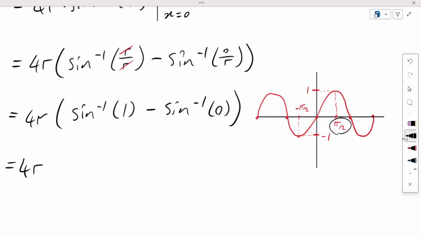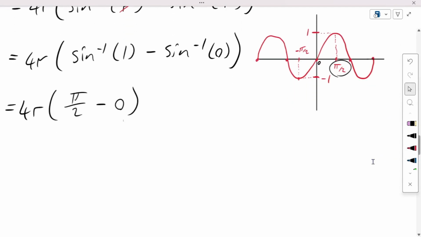So what we are saying is that arc sine of 1 is equal to pi over 2. So this is going to be 4r multiplied by arc sine of 1, which is pi over 2, minus arc sine of 0. Well, we know 0 is right here by the origin, and arc sine of 0 is equal to 0. Therefore, we're left with 4r multiplied by pi over 2. The 0 we don't have to focus on, and then these can cancel such that we get 2 multiplied by r times pi.